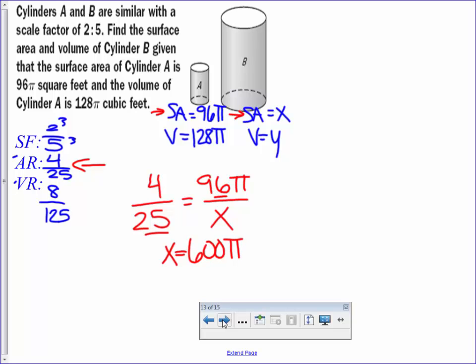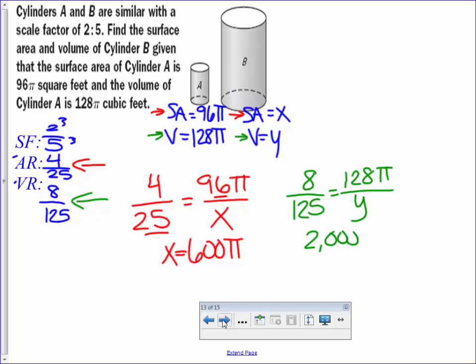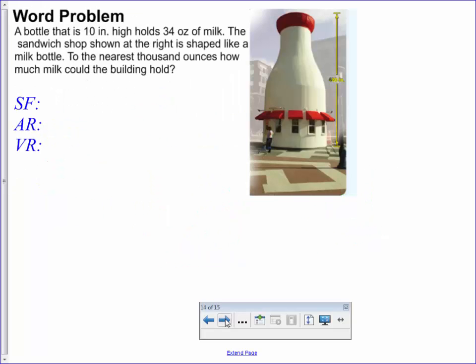If we want to find the volume of B, we're going to use the volume ratio. 8 to 125 equals 128 pi to y. So when you cross multiply this, you should get 2,000 pi as your y. Choose the right ratio. All right, our last example today is a word problem.